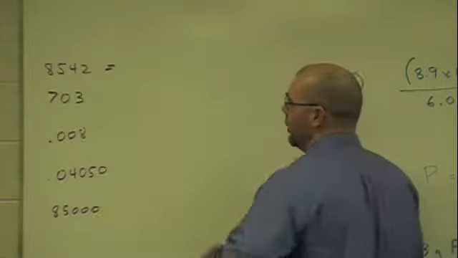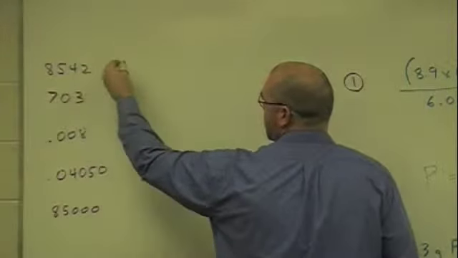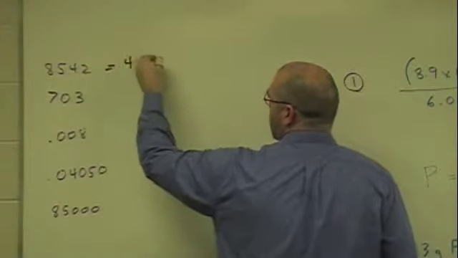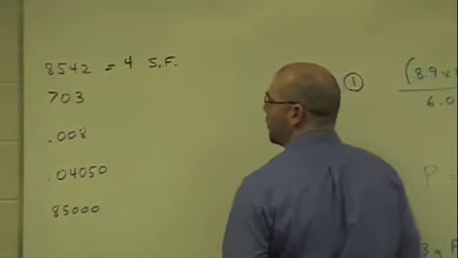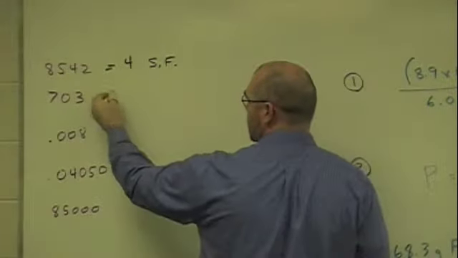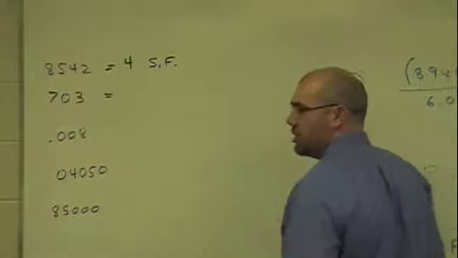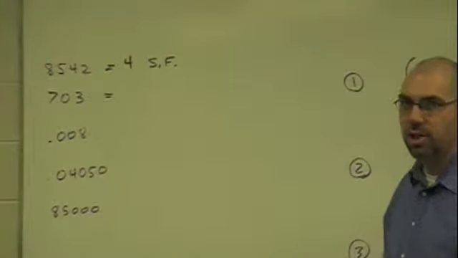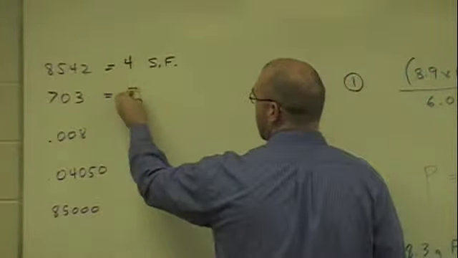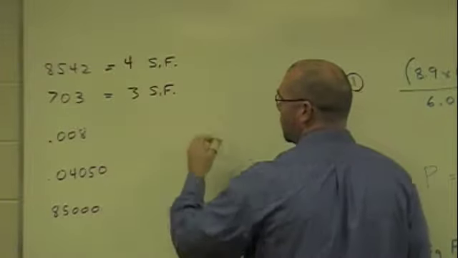Okay, so we've got all non-zeros here. So what we're looking at is 4 sig figs. This 0 right here is an example of a trapped 0, therefore it's significant. So we've got 3 sig figs.